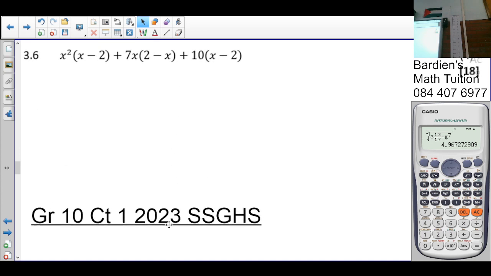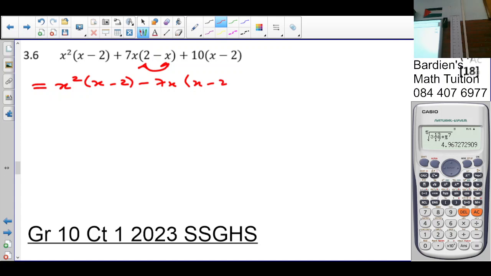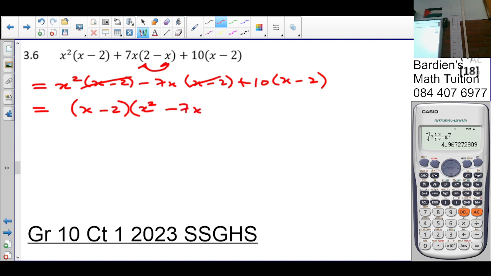People, next one, 3.6. Question 3.6, what do we notice here? There's a common bracket given. This is swapped around, not so? So it's going to give us x squared into x minus 2 minus 7x. Remember, when you're swapping a binomial around with a negative, the negative comes out. Okay. So it's x minus 2 plus 10 into x minus 2. So we're going to take out x minus 2 as a common factor. You all agree with that? Then I'm left with x squared minus 7x plus 10. And looking at the second bracket, what do you notice? Trinomial. What do we do with a trinomial?